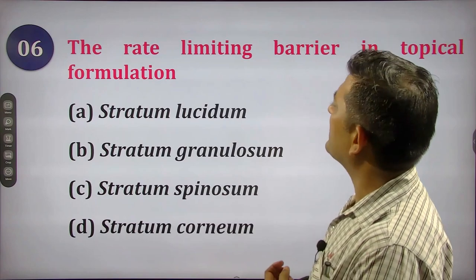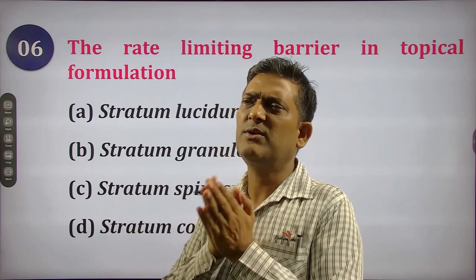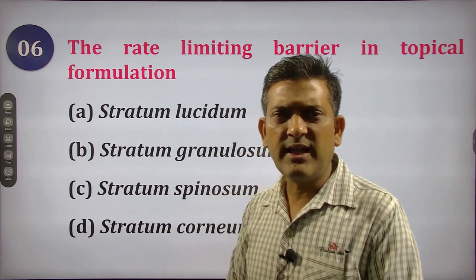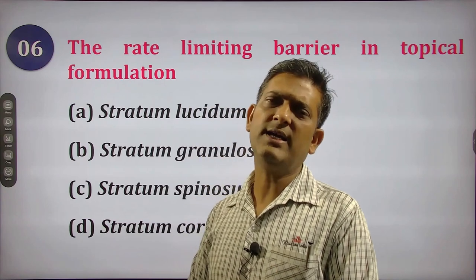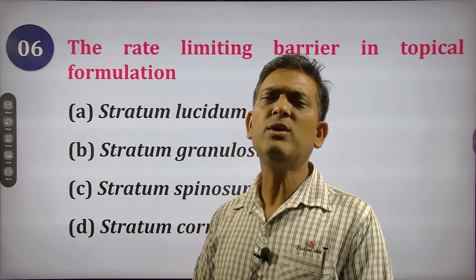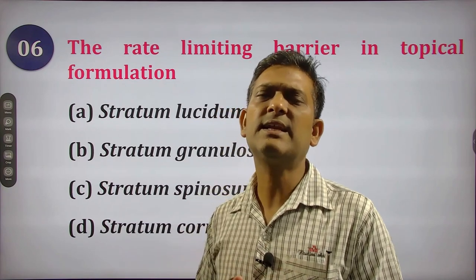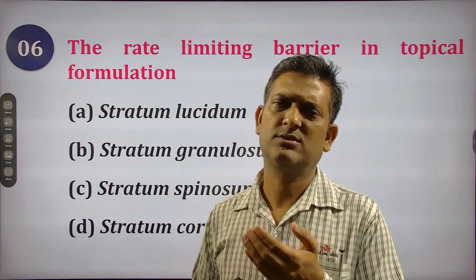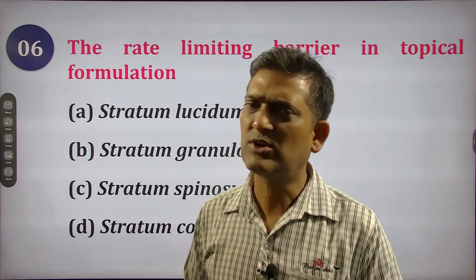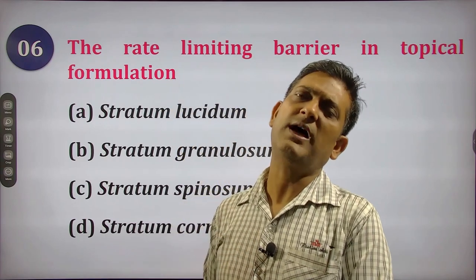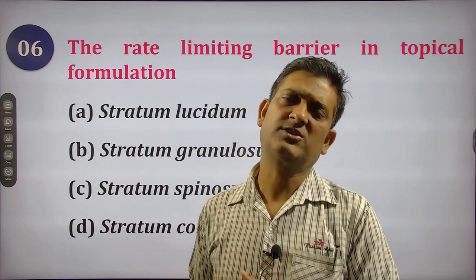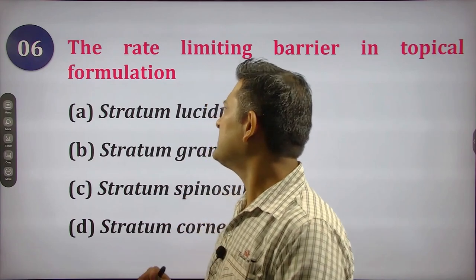Yes, the rate limiting barrier in topical formulations, we know it. In the first class, when discussing ointment, it was clear: ointments are semi-solid preparations which contain medicaments dispersed or emulsified in a suitable ointment base, and these are applied topically to the skin surface. And we know that skin has five layers, with three sublayers. The ointment has to cross the barriers of the skin, and the major barrier is nothing but the stratum corneum. The drug has to pass through the stratum corneum to get penetrated and distributed into the bloodstream. We have to pass that skin surface, the stratum corneum.